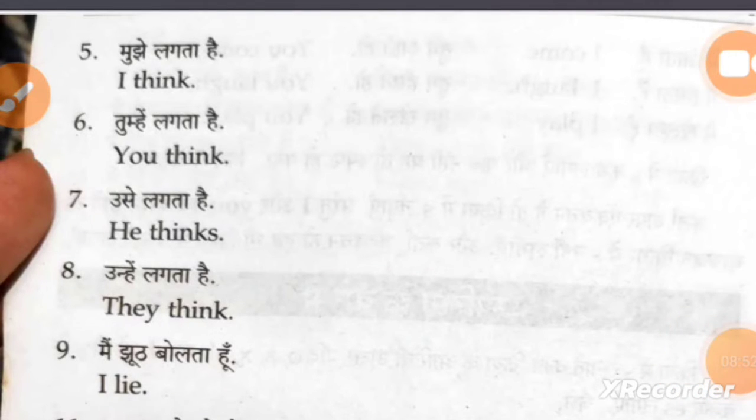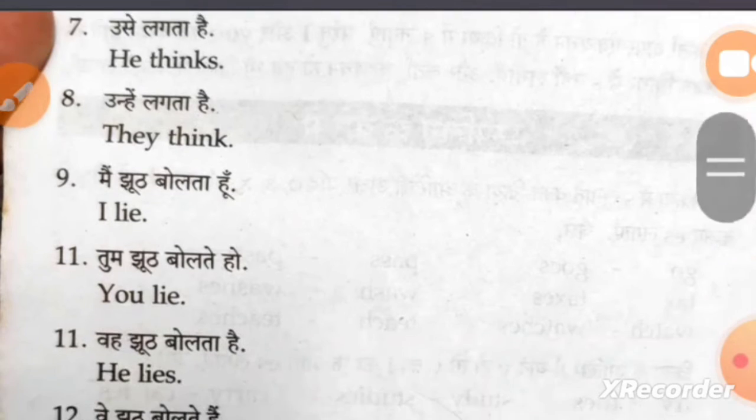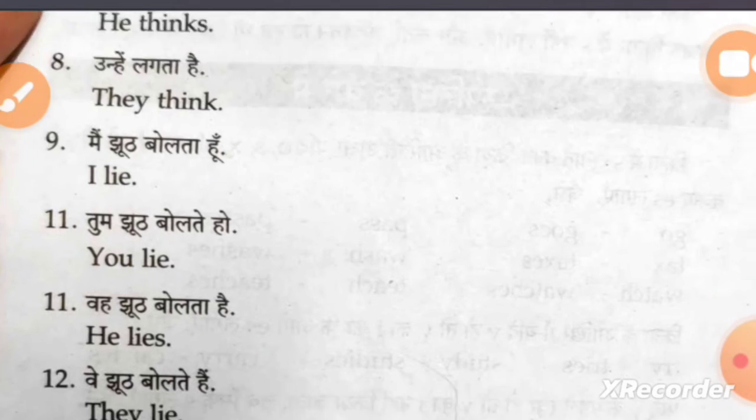So let's come to the future perfect continuous tense. This shows that an action will be ongoing up to a specific point in the future. For example, I will have been going to school. I will have been going to school for 3 years by next month.